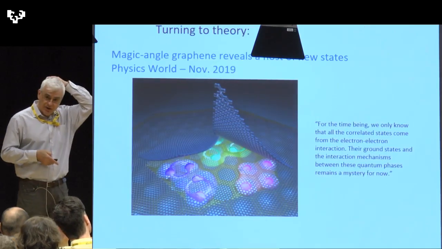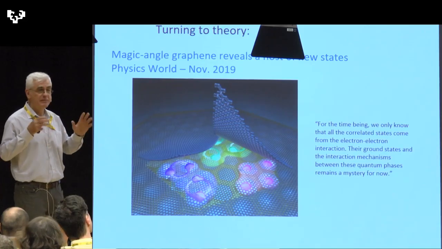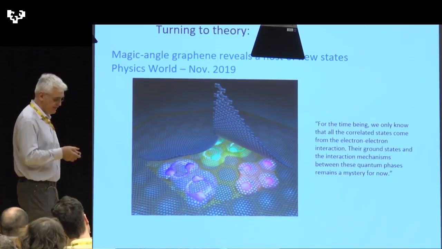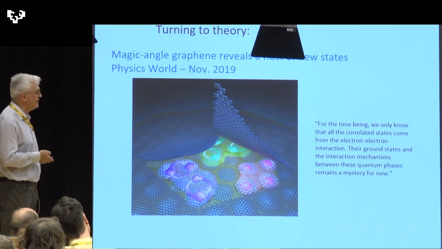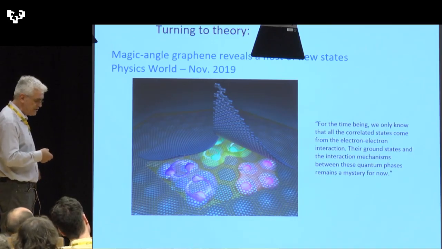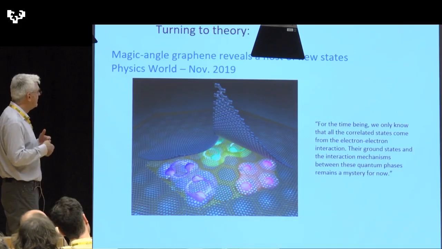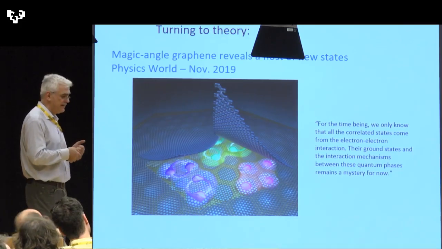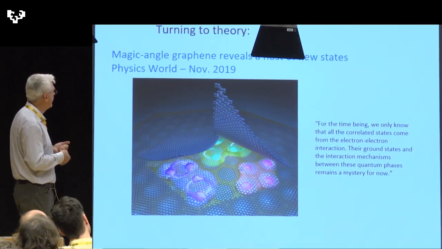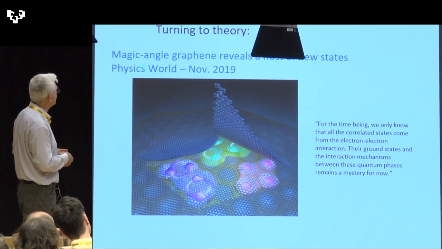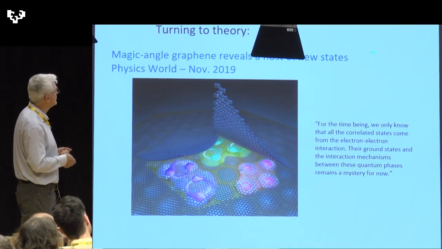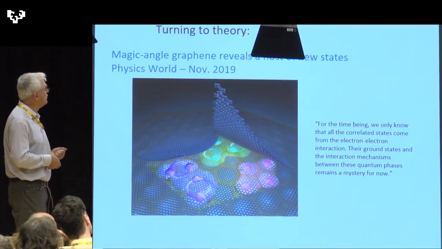So how do we understand all this? Up to now, I've been giving you a simple interpretation and lots of experimental results. So in order to construct a detailed theory of this, you need to put some atomistic features and provide the relevant atomistic wave functions. But this is not trivial. So this is from a recent review entitled Magic Angle Graphene Reveals a Host of New States. And this is a direct quote from this article.